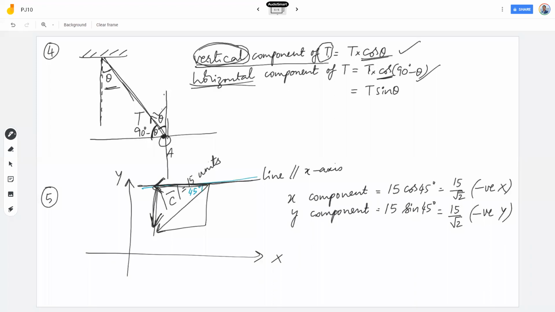Okay, so yeah. Understood now? Did you understand the directions here? That is again important. Did you understand the directions?